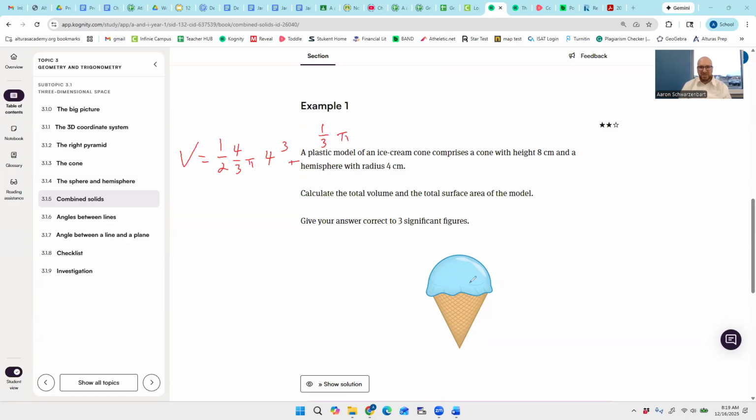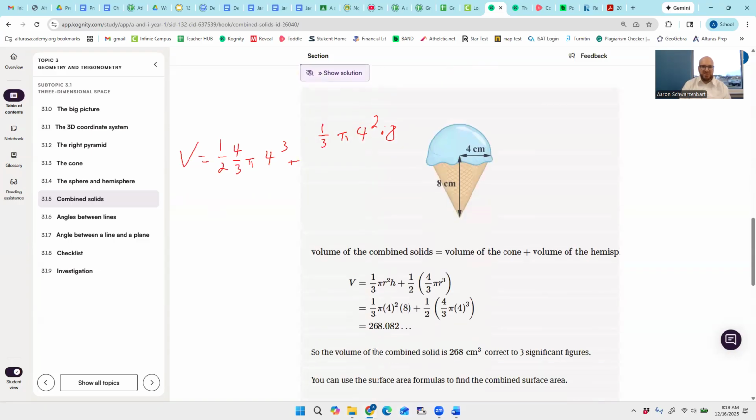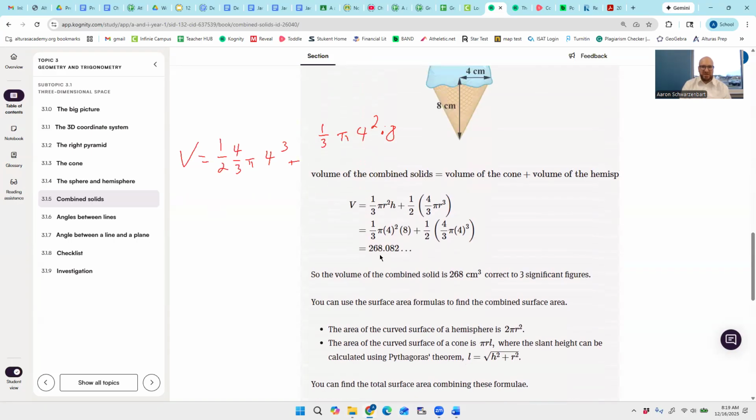It looks like the radius of the cone, I'm assuming the radius of the cone is also 4. Pretty straightforward. Correct to 3 significant digits means I need a decimal. So we'd stick it into a calculator, and we'd get 268.